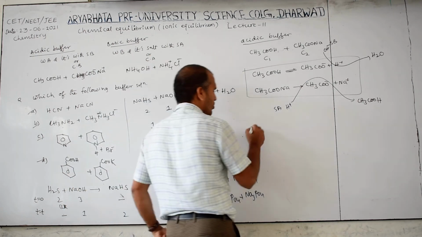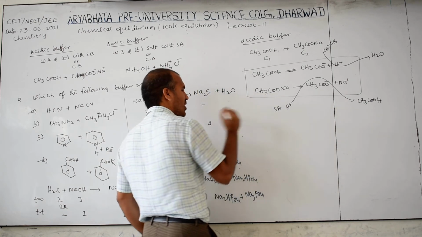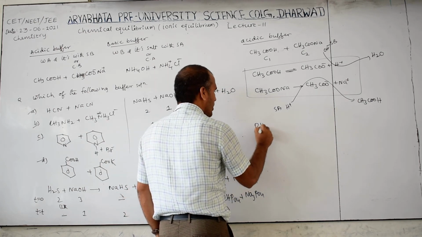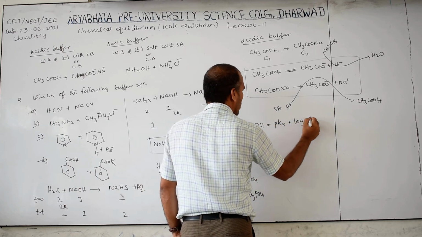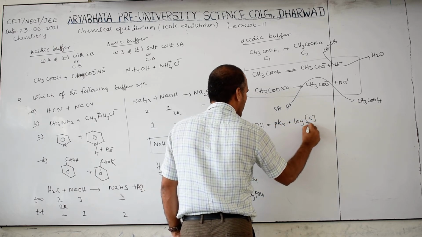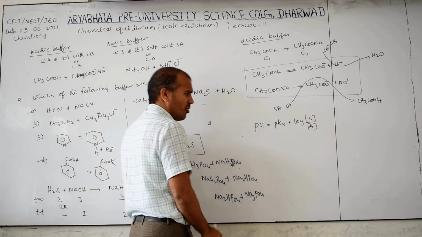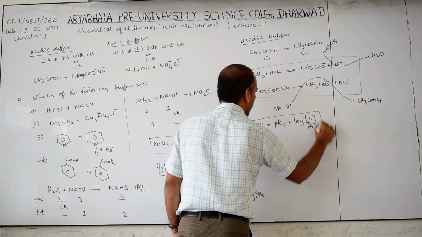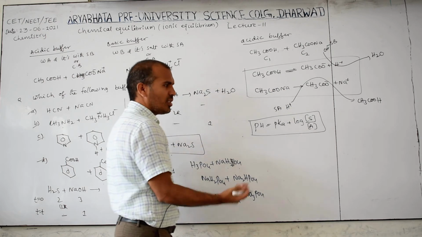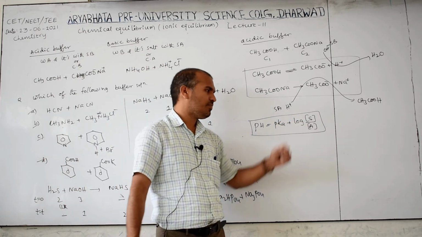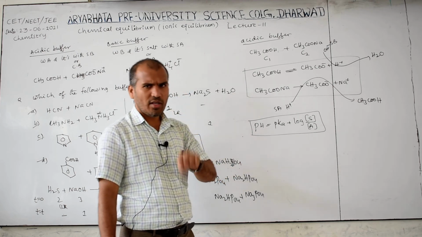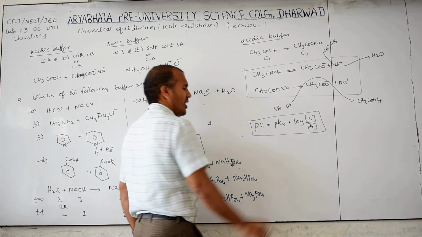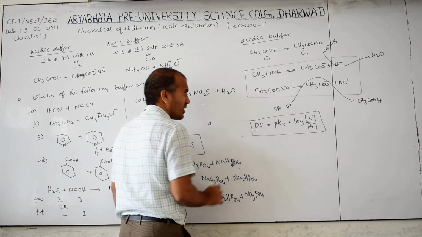Now based on this, I am not deriving the formula, I am just writing it. pH is equal to pKa plus log of salt concentration by acid concentration. This is the formula, very well known. Based on this, if they give any one of salt concentration, acid concentration, or pK value, then we will calculate the problem. But like this, they directly ask for formulas.